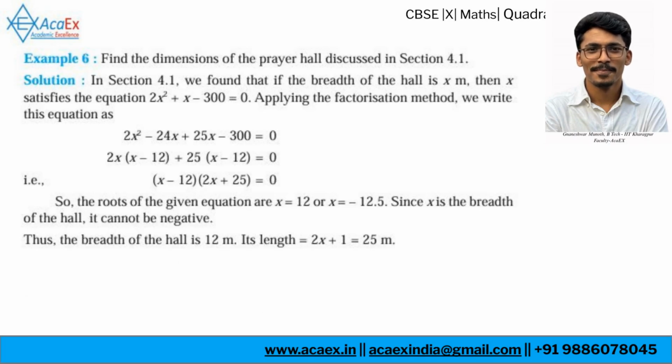Example 6, word problem application. Problem: find the dimensions of the prayer hall from a previous section, which was represented by the equation 2x squared plus x minus 300 equals 0.